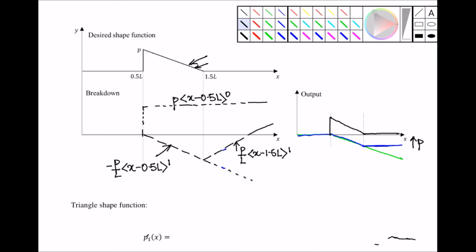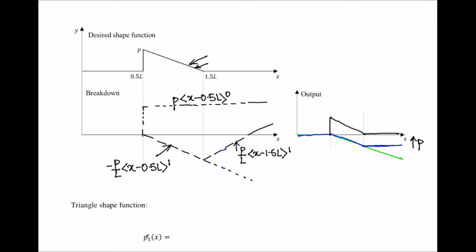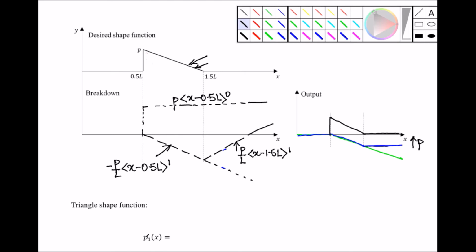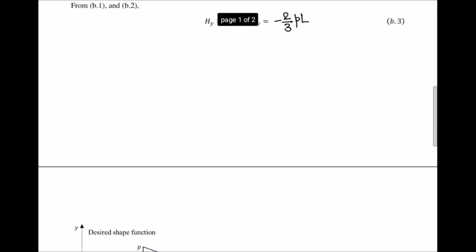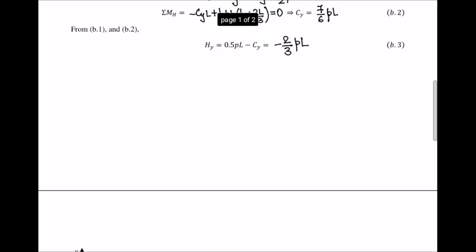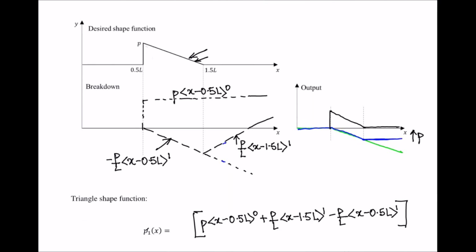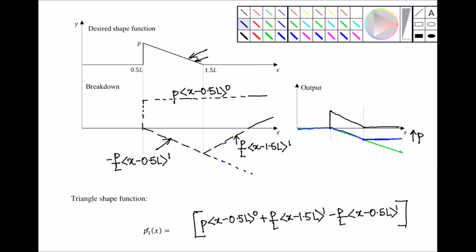The desired shape function for this triangle is given by the linear combination of these three dotted lines, which is equal to P times x minus 0.5L to the power 0, plus P over L times x minus 1.5L to the power 1, minus P over L times x minus 0.5L to the power 1. However, the triangular load that is applied is actually downward, whereas the equation that we derived down here is one for an upward load. So all we need to do to accommodate that change is put in a minus sign.